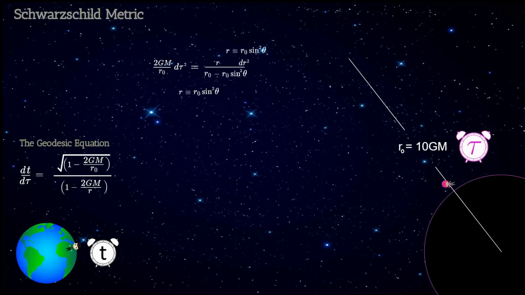Now let's factor out an r naught from the denominator to discover it cancels with the r naught in the numerator. And we use the trig identity that 1 minus sine squared theta is just cos squared theta. And now we take the square root of both sides of the equation. Now let's take the derivative of r equals r naught sine squared theta in order to find out what dr is and make that substitution.